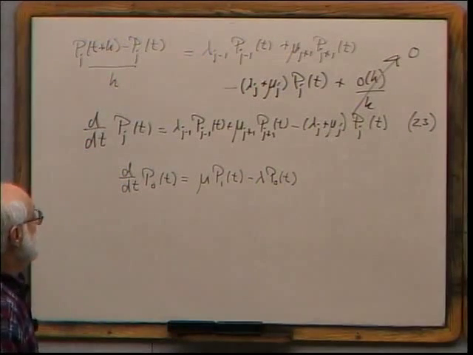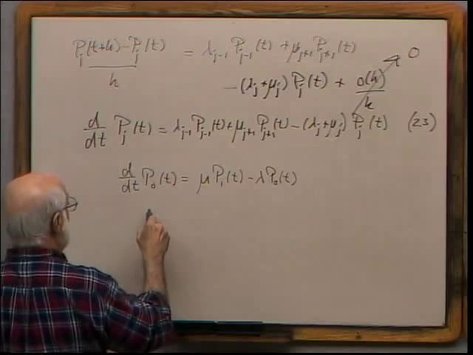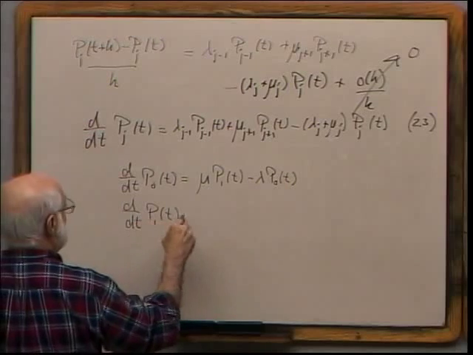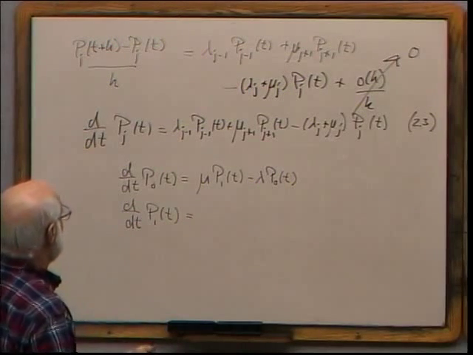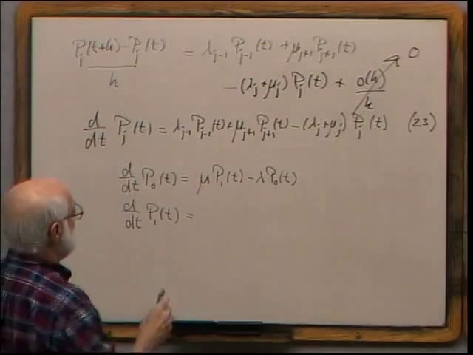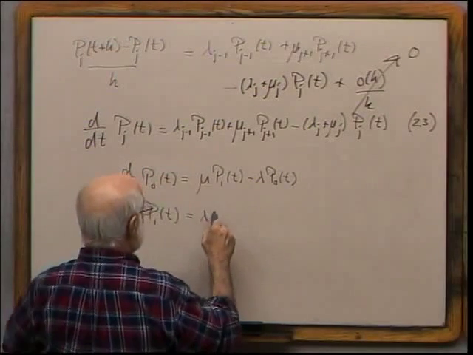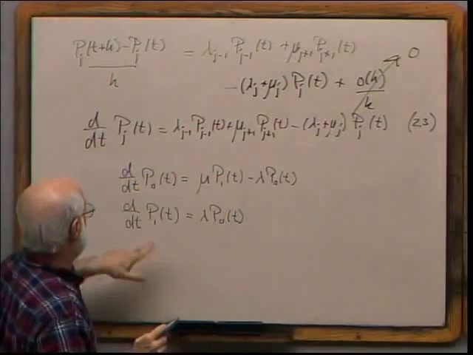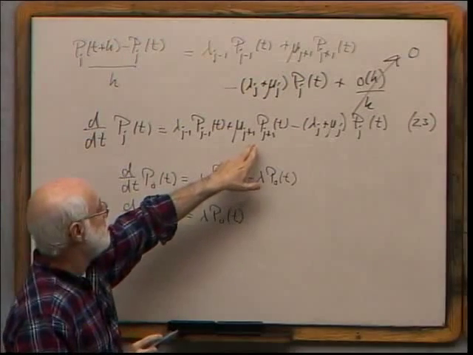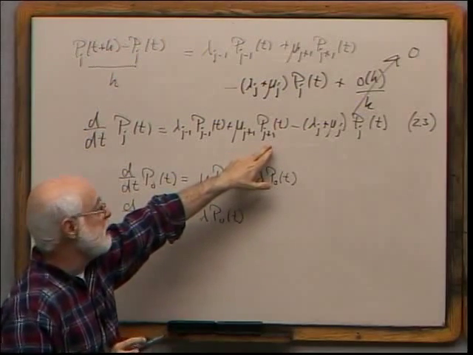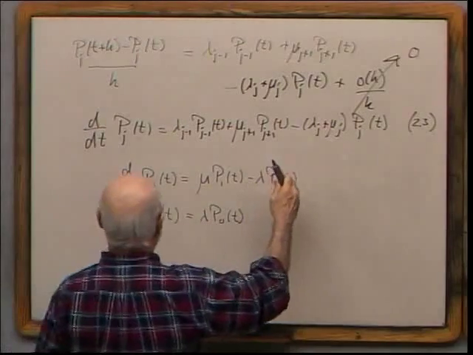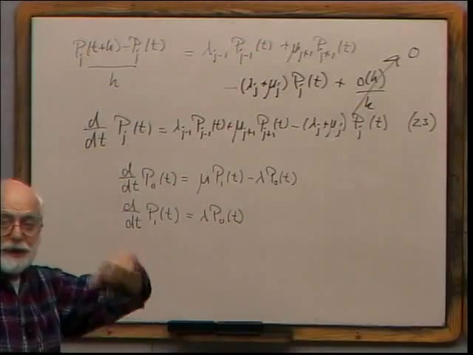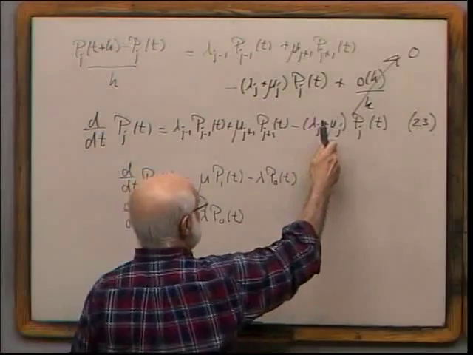Similarly, I'm going to have an equation for P1 of t, derivative with respect to t. Now, when j is equal to 1, this would be lambda sub 0, which is lambda P0 of t. This term would be, let's see, j is 1, so this would be mu 2. This would be P2. This would be an unallowed state, so its probability is 0. This would be minus lambda sub 1, but lambda sub 1 is 0 because we don't allow births when I'm in state 1. And this would be mu sub 1, which is mu.